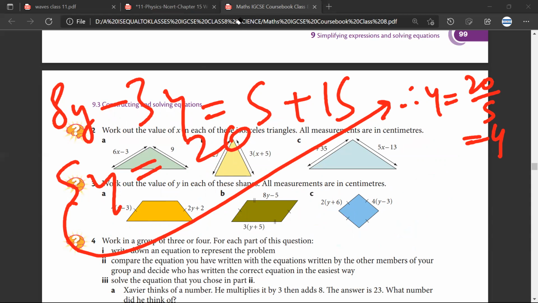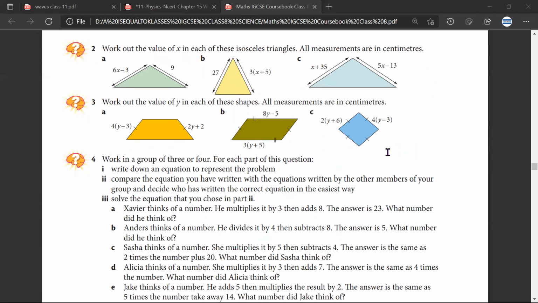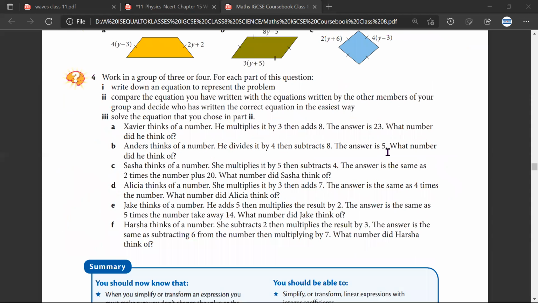Mr. Satya, you will have to practice these questions again. Okay, sir. Or we will always be confused. Okay. Sarthak, have you done this A part?